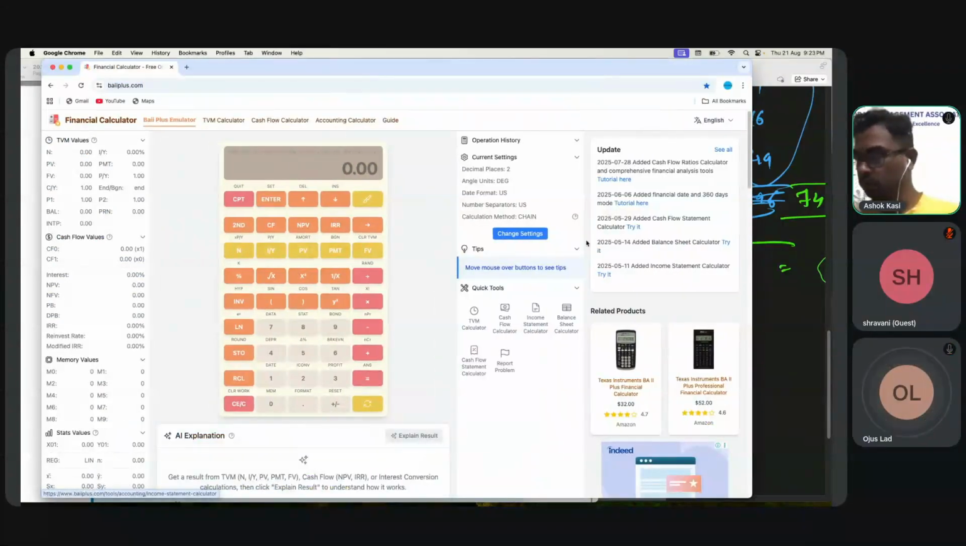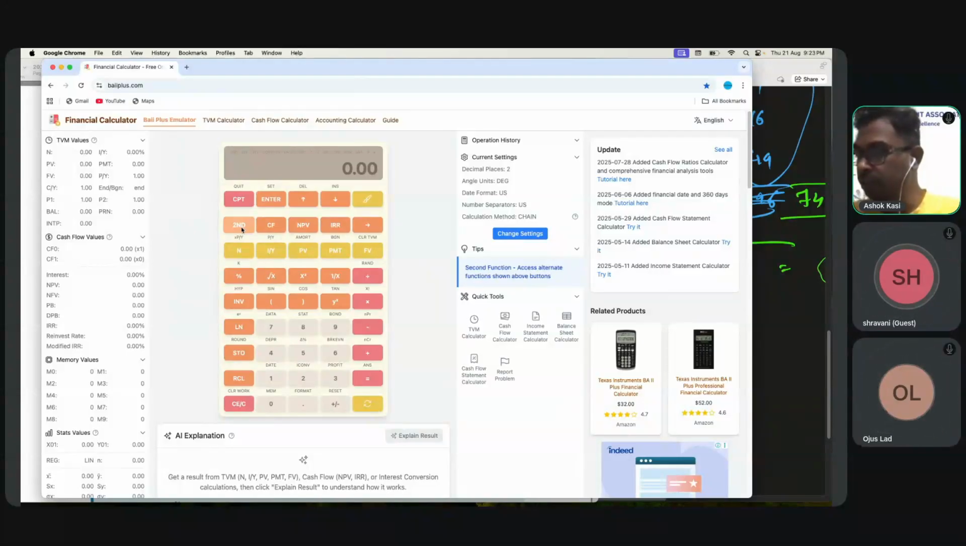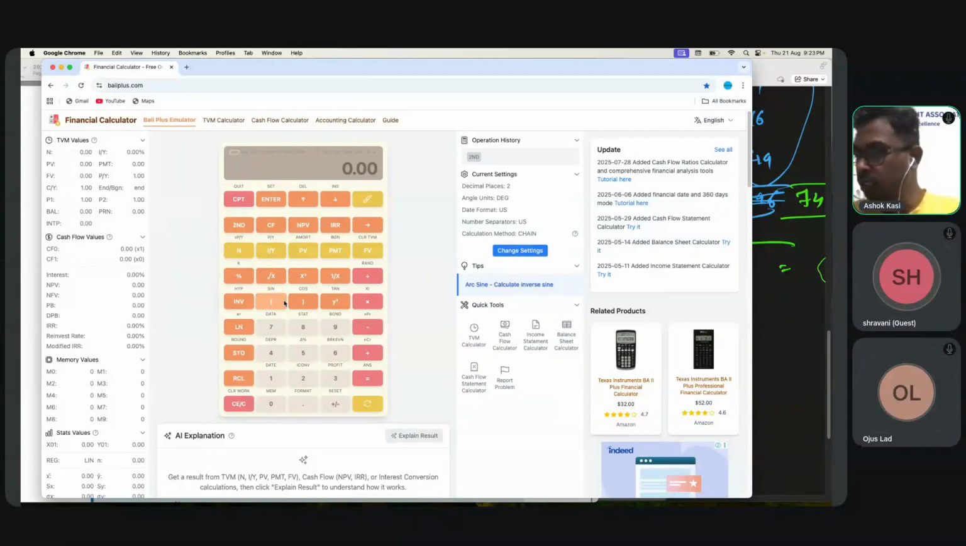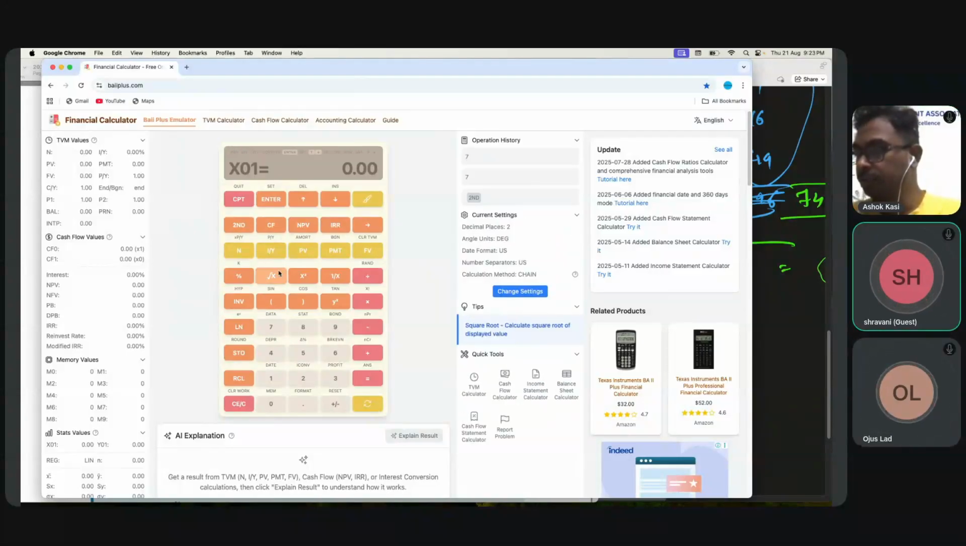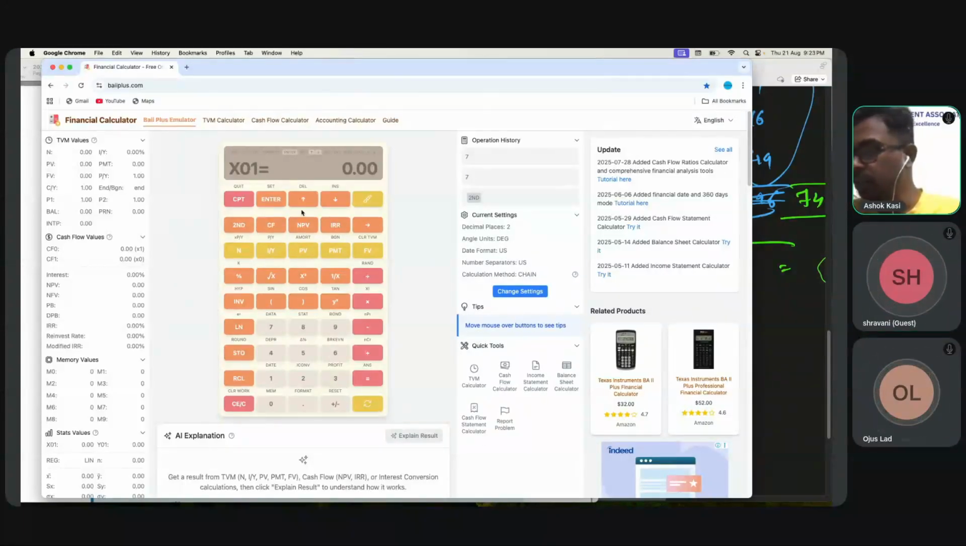Second clear. So second data, right? See here, this is a data function. Can you see this one, Shravani? Yes, sir. So this is above 7, right? When you want to activate this upper function, you should click on second and then 7. Okay, so the data function is activated now.